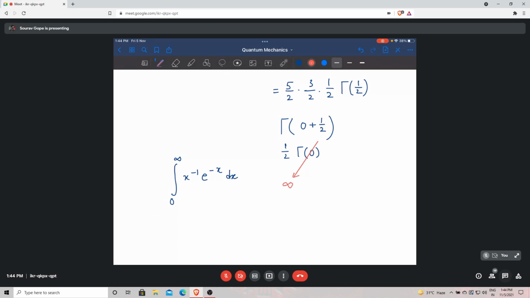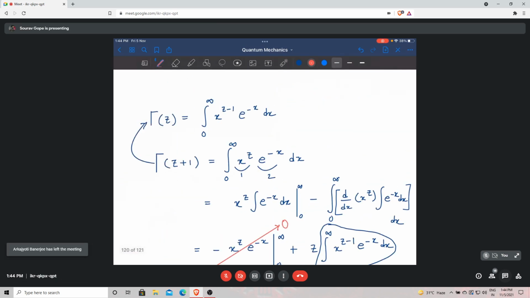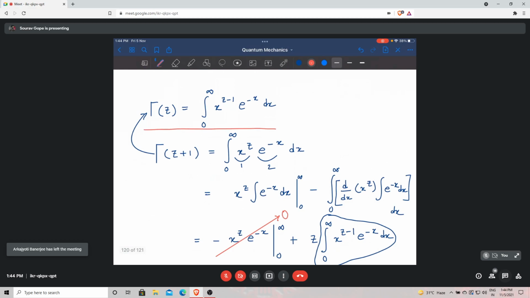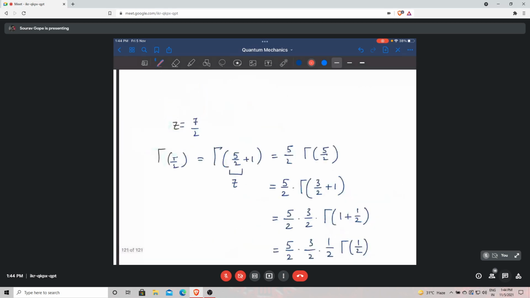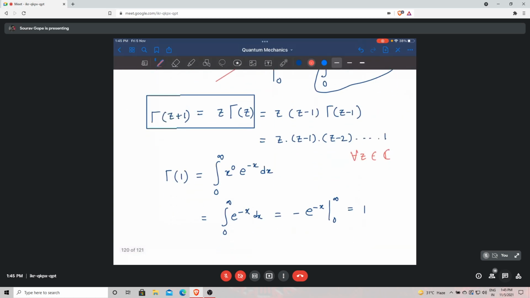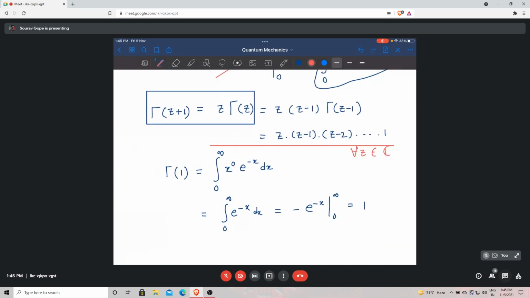So I cannot use this, because this formula assumes the convergence of this function. If this function does not converge, the value of the gamma function does not exist for that value, and this function does not converge for z less than 0, right? So we cannot proceed after that. So this formula is only valid for z greater than or equal to 0. Sorry, not equal to 0, for greater than what? Greater than 0. For greater than 0, right?